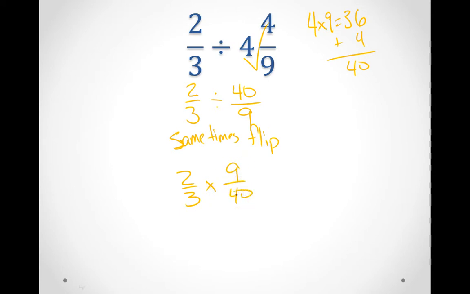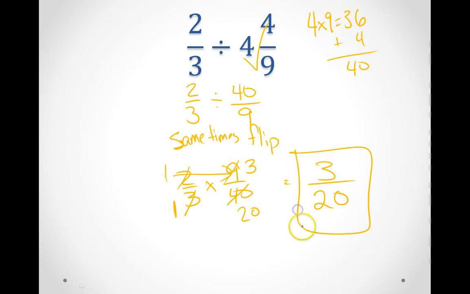And like we talked about in class, we can cancel out numbers before we multiply. So 3 and 9, 3 can go into 9 3 times, that's a 1. 2 cancels out with the 40 and makes 20. So 1 times 1 is 1... 1 times 3 is equal to 3. 1 times 20 is equal to 20. So 3/20, that's my answer.